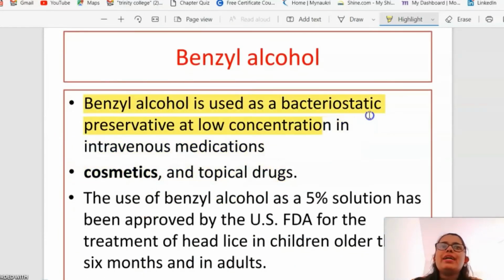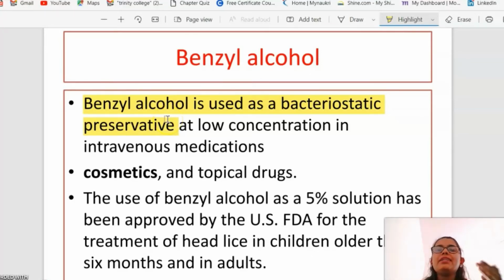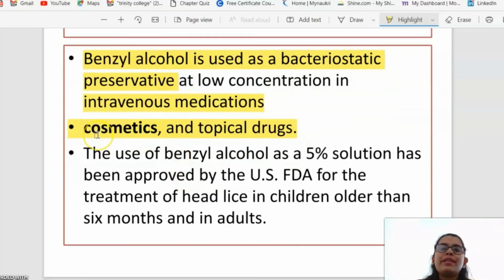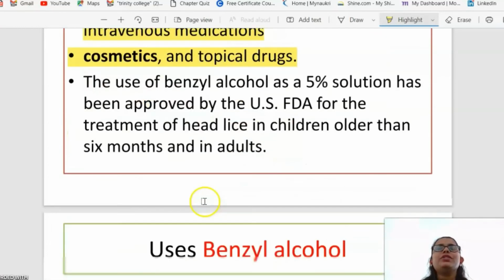Benzyl alcohol is used as a bacteriostatic preservative. Maybe you have heard about this benzyl alcohol, mostly used as a preservative because it acts as a bacteriostatic. Bacteriostatic means it prevents the growth of microorganisms. It helps to prevent the growth of microorganisms in any formulation, such as syrups, cough syrups, and at a low concentration in intravenous medication. It is also used in cosmetics. It is also used in topical drugs. Those are the uses of benzyl alcohol.